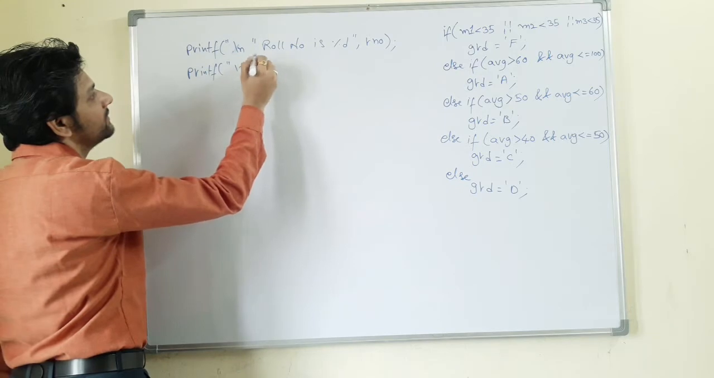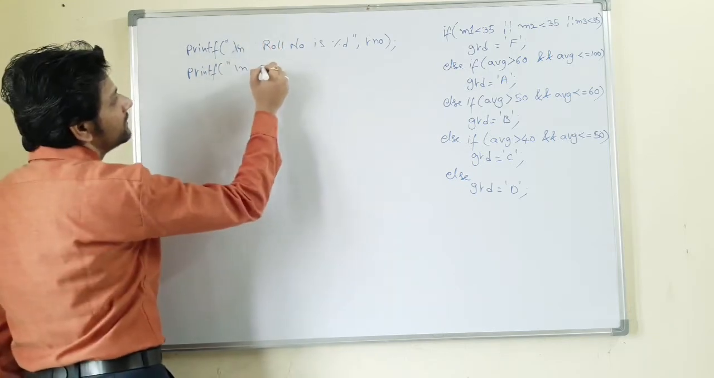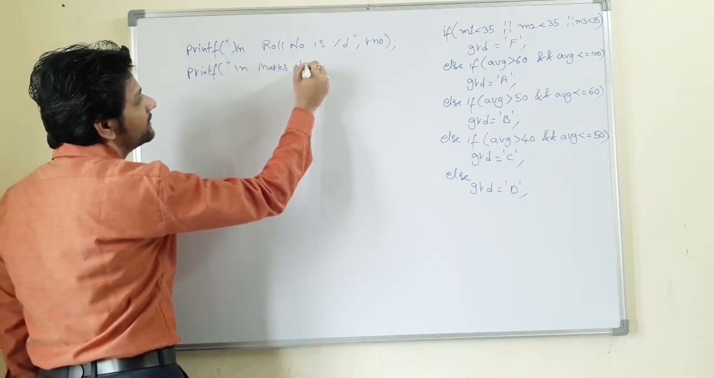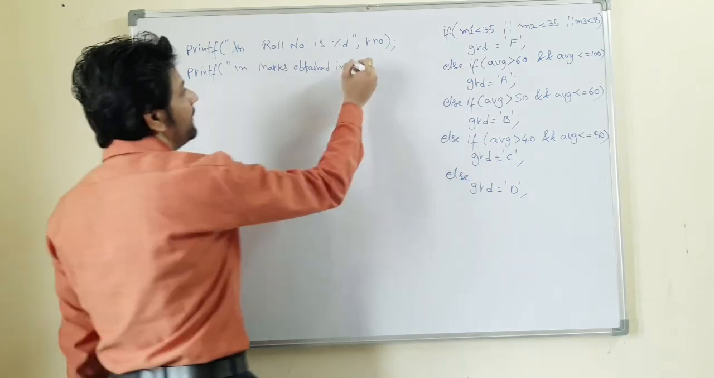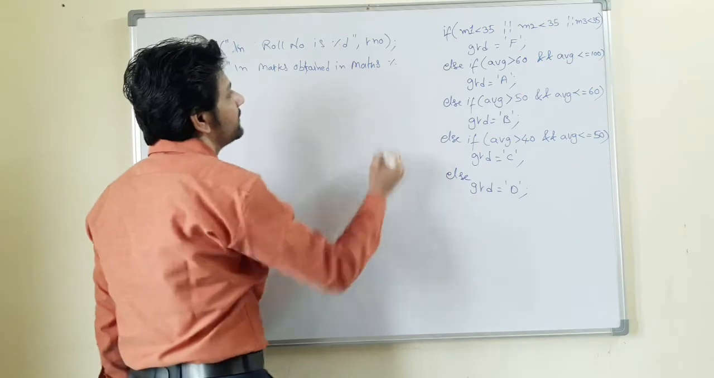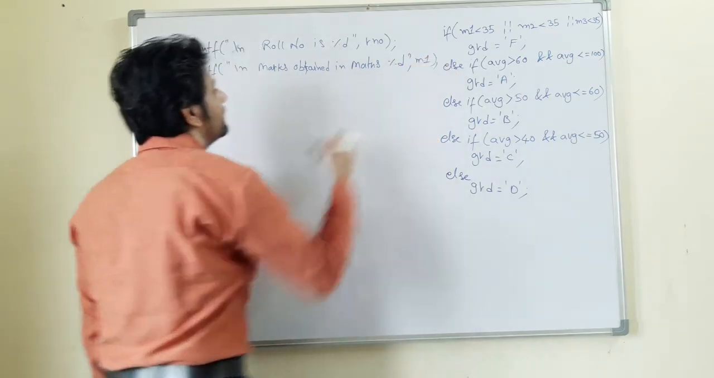\n, what is this? \n marks obtained in maths, %d, comma, m1.